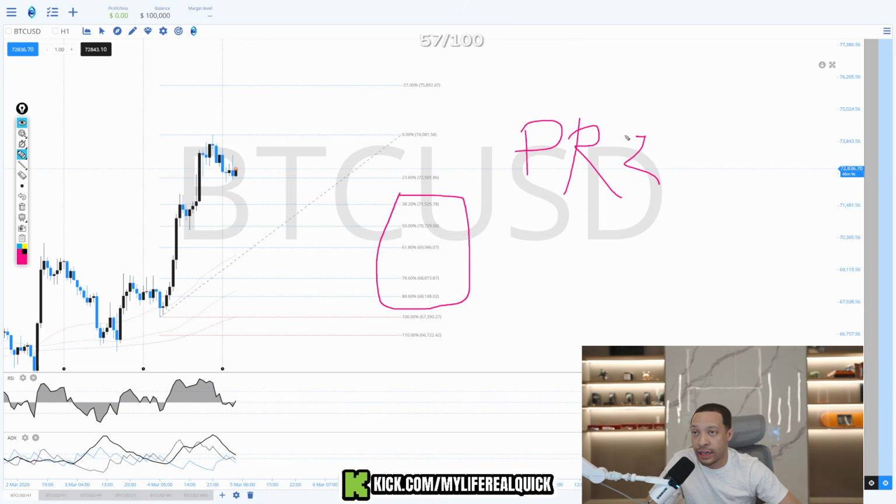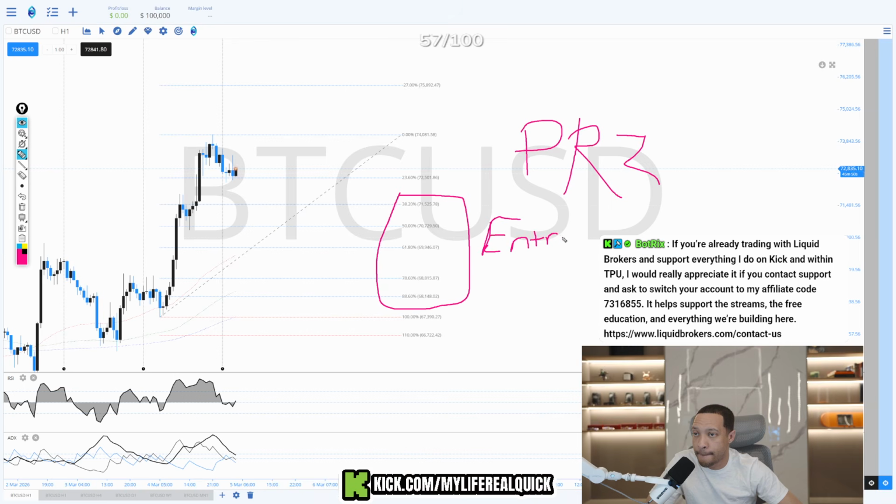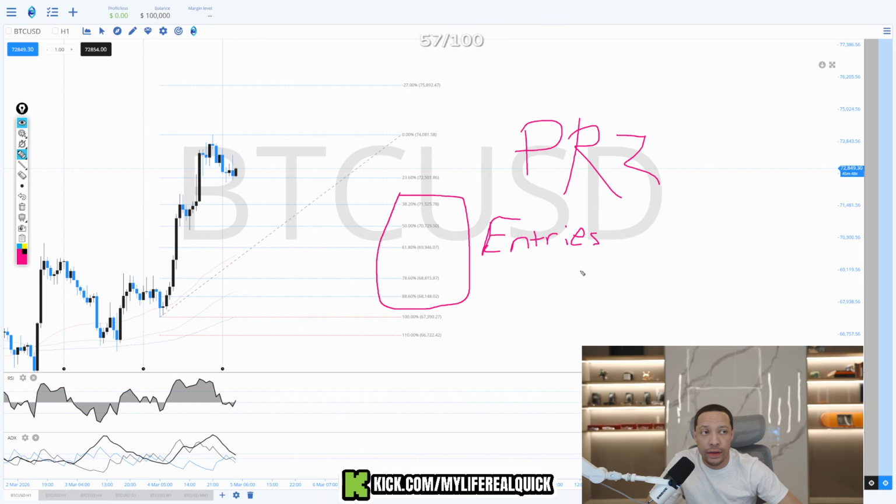I'm still trying to analyze how. Okay, there we go. PRZs. Price rejection zones. Some people call it price rejection levels. Some people just call them Fibonacci numbers. But they're basically just areas that I enter and exit off the market. So we got these right here for my entries. We have these down here for my stop losses.